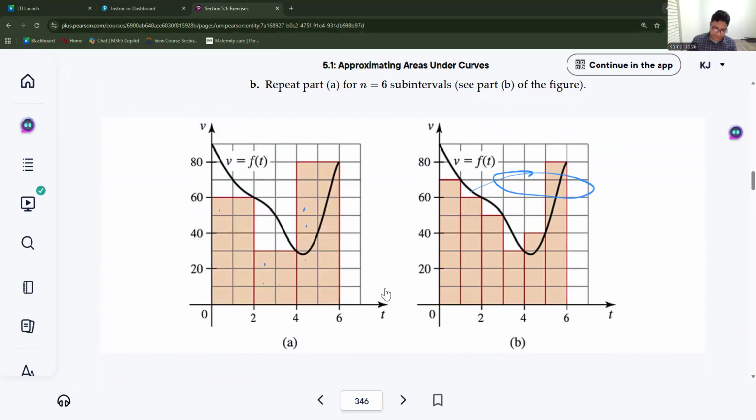But you are using the right endpoints. Let me focus on that concept. For the interval 0 to 2, you are using the value at 2 as your height. For the interval from 2 to 4, you are using the value at 4 as your height of the rectangle. And from 4 to 6, you are using the value at 6 as your height of the rectangle. So that is using the right endpoints. And then add the areas of the rectangles, you get the estimate.